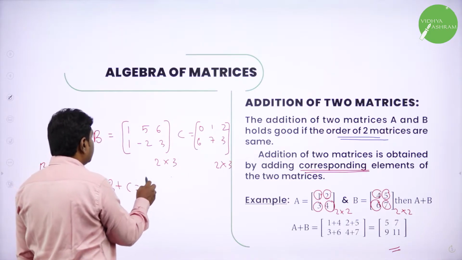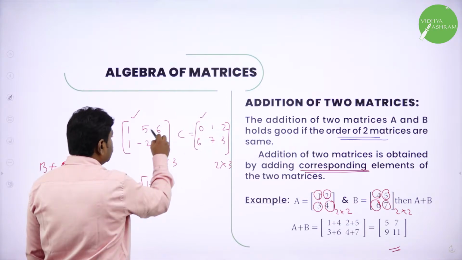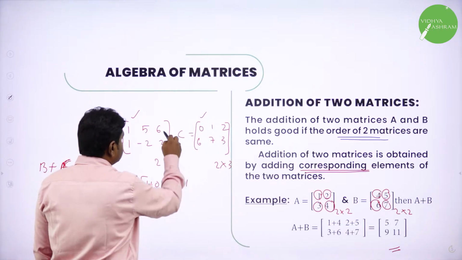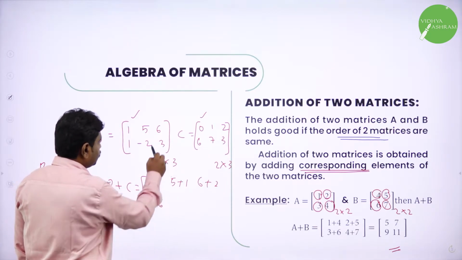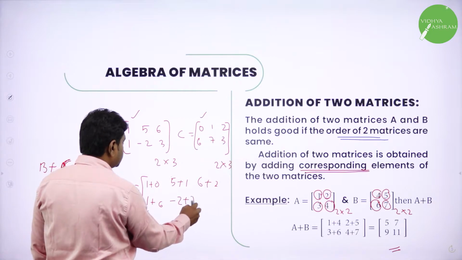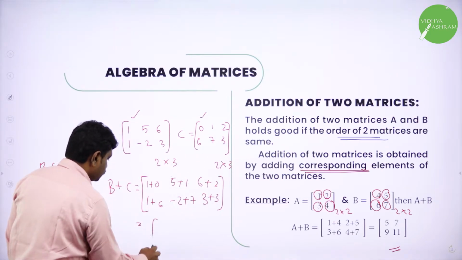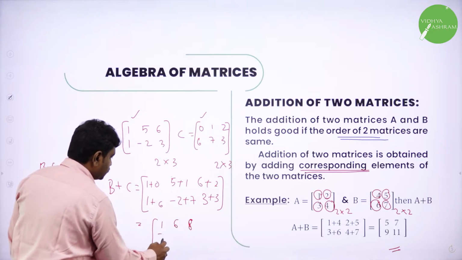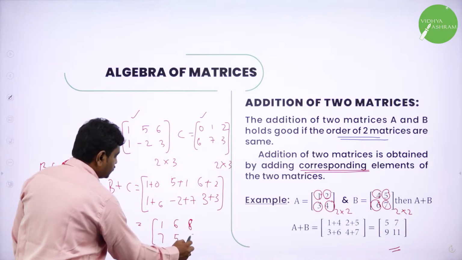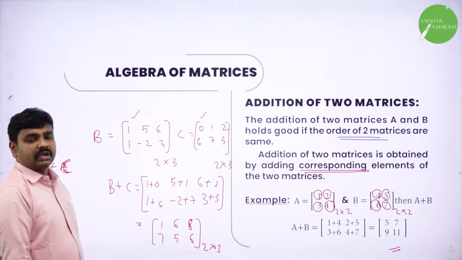So B plus C, how to add? Add the corresponding elements. First element with first element, 1 plus 0. Then 5 plus 1. Then 6 plus 2. Then 1 plus 6. Minus 2 plus 7. 3 plus 3. So 1, 6, 8, 7, 5, 6. After you add, you will get again 2 cross 3. I hope all of you understood.